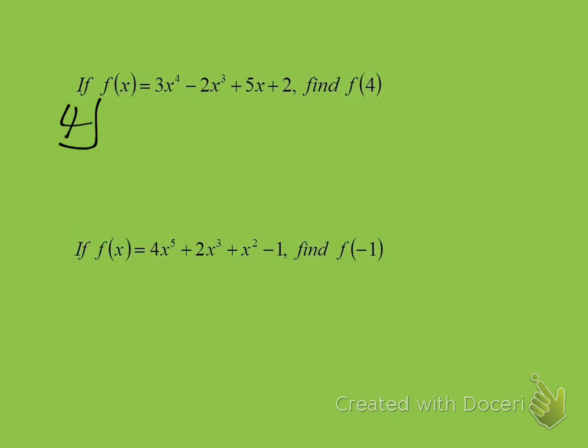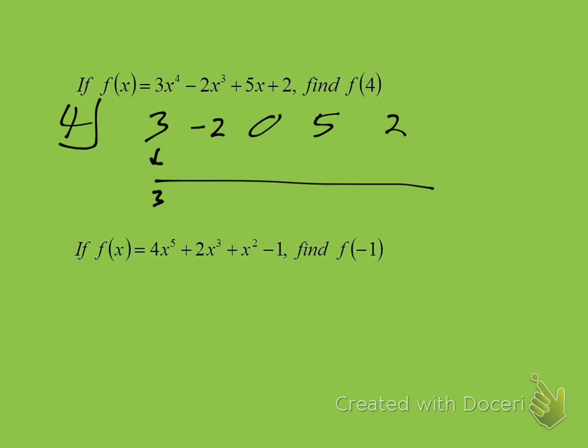You still set up your synthetic division the exact same way. Pay attention to missing powers. So we have 3, negative 2, 0, 5, and 2. There's a missing x squared. Is there always something missing? Nah, not always.